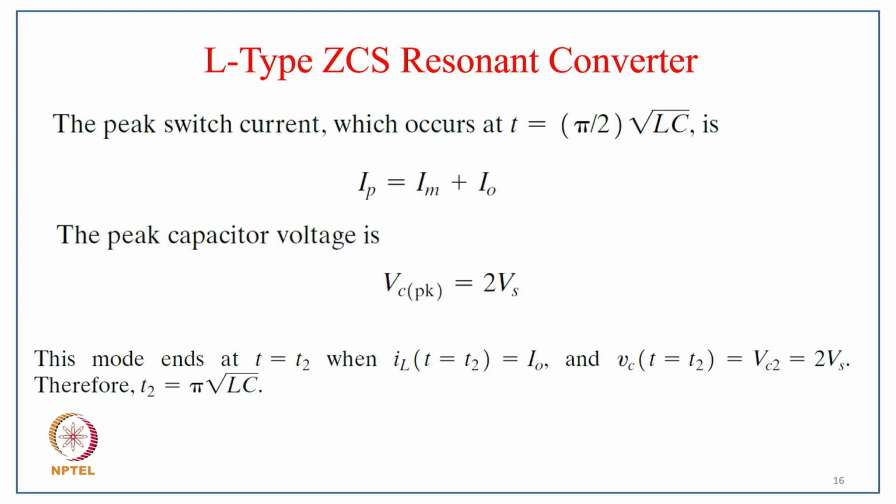So the peak switch current, which occurs at t equal to pi by 2 under root LC, is Ip equal to Im plus I0, and the capacitor peak voltage is Vc peak equal to 2 Vs. So this mode ends at t equal to T2, when IL equal to I0, and Vc equal to Vc2 equal to 2 Vs. Therefore T2 equal to pi under root LC.